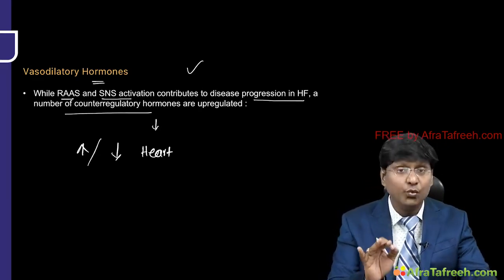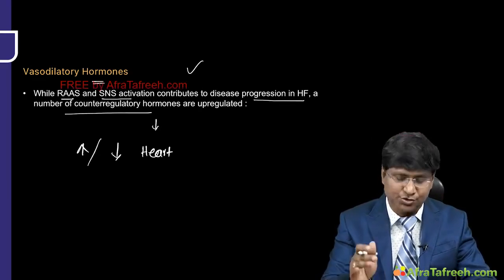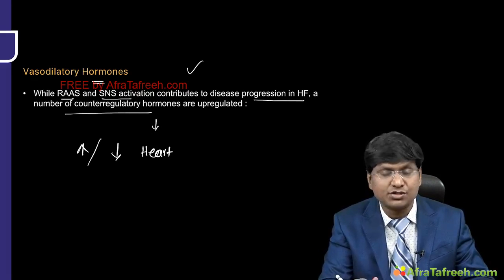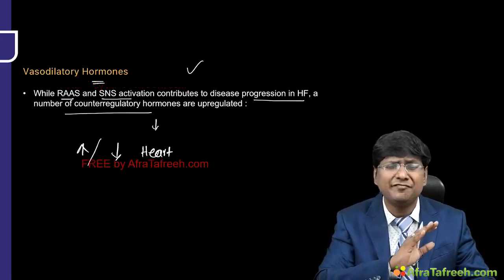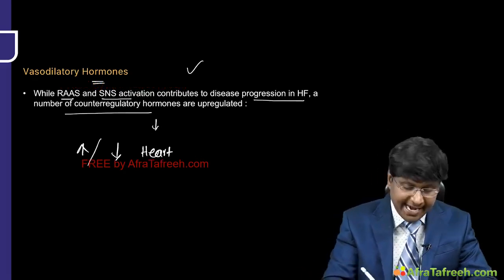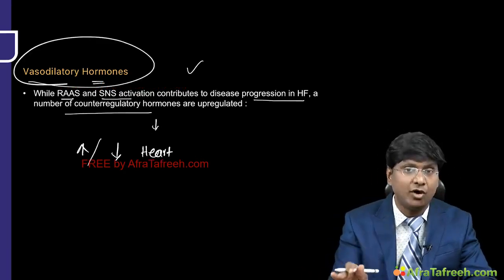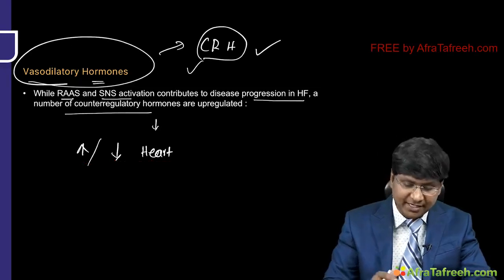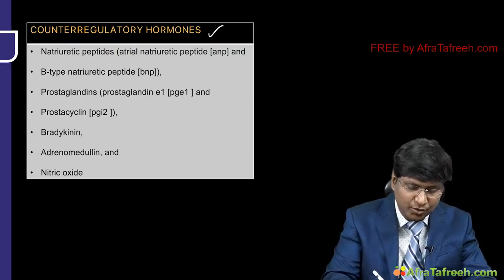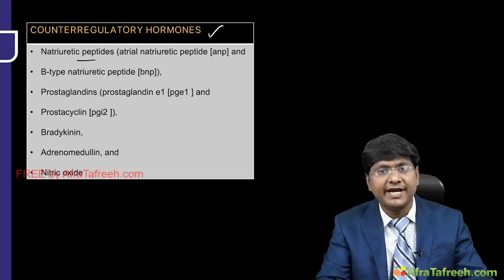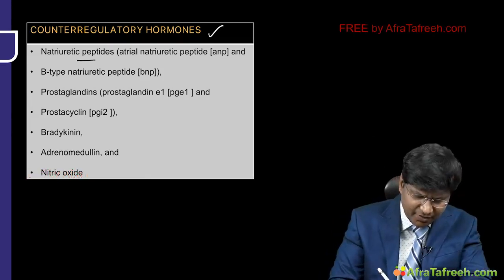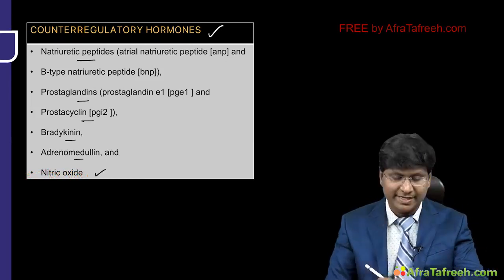Right? Now we want some vasodilatory hormones in order to counter that vasoconstriction. Because of excessive sympathetic activity and because of angiotensin 2, there is vasoconstriction that will worsen the heart failure. And the release of these vasodilatory hormones, these are the counter-regulatory hormones. These particular counter-regulatory hormones include, number one, natriuretic peptides, that is atrial natriuretic peptide as well as brain natriuretic peptide. Then the other counter-regulatory hormones are prostaglandins, prostacyclins, bradykinin, adrenomedullin, and nitric oxide.